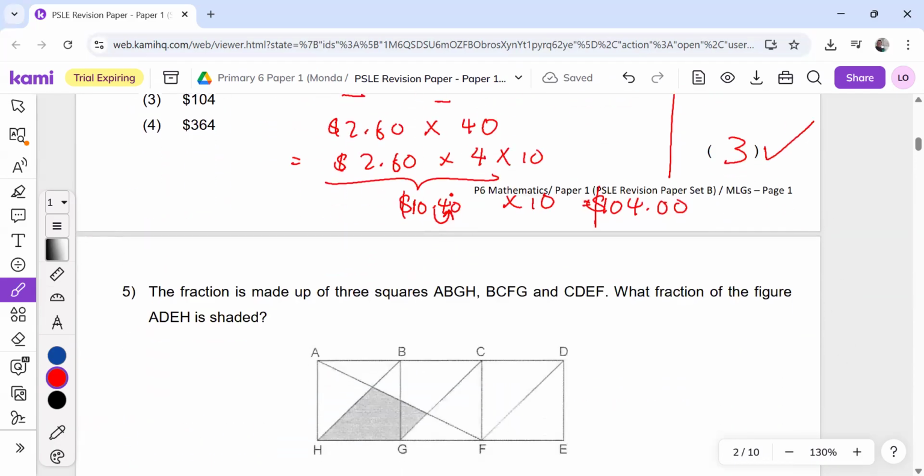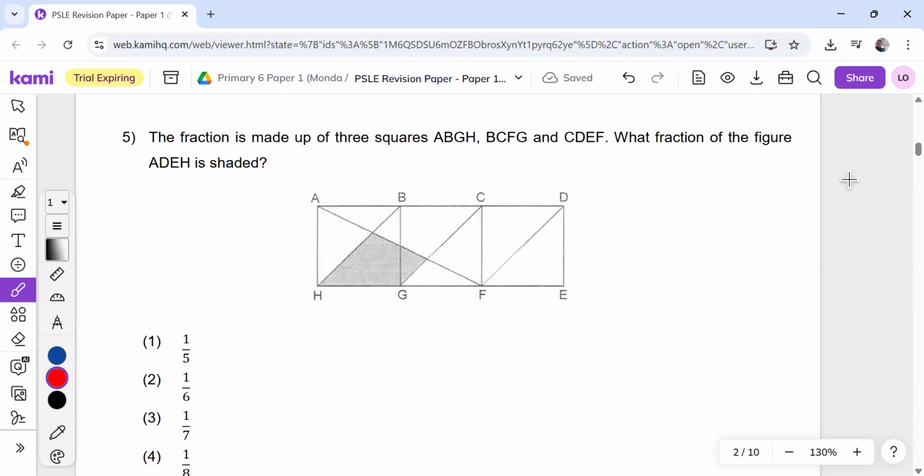Okay, let's go to question number five. Now, question number five, PSLE question. Okay, this is your 1 mark PSLE question. So the fraction is made of three squares. What fraction of the figure is shaded? Okay, now quite a bit hard. You will have to do something like cut and paste. Like, do you realize that you can cut this and paste here? Yeah, because they are actually identical.